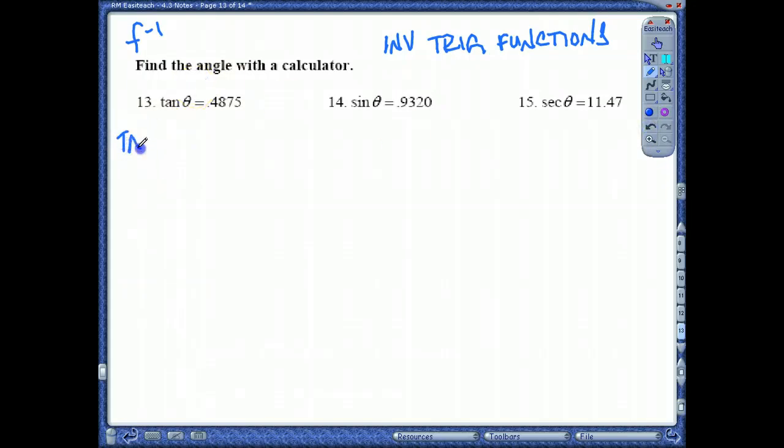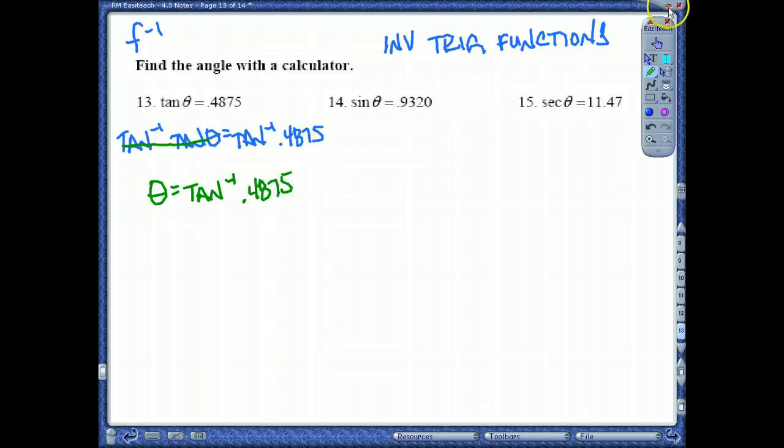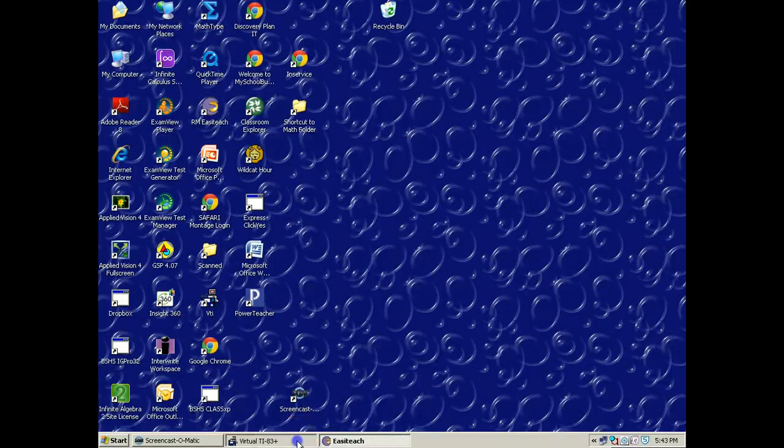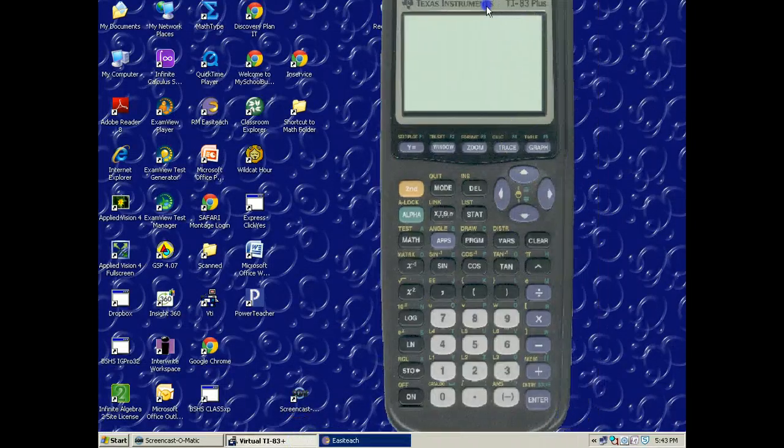So I will inverse tangent my tangent. I'm writing it out the long way this first time, but we'll write it out shorter due to our space. So that inverse tangent and tangent are going to cancel out on the left side. So I end up with theta. On the right side, however, I need to actually put that in the calculator. Okay, let me see if I can figure out how to get my calculator going here. Hang on, look at that, pretty fast.